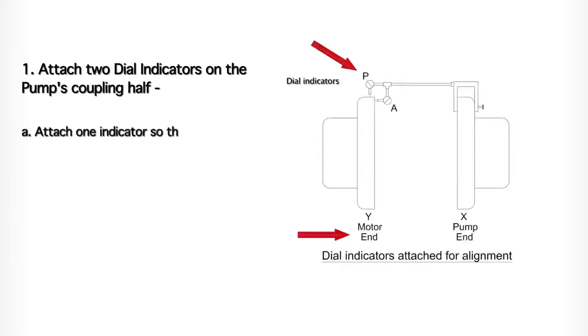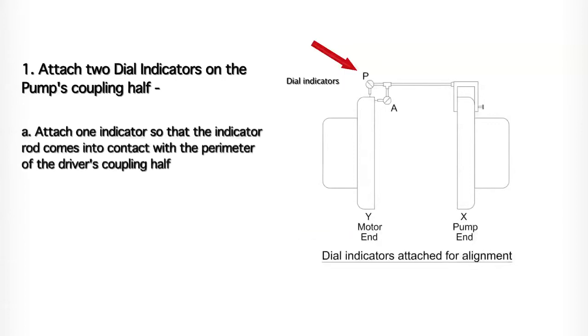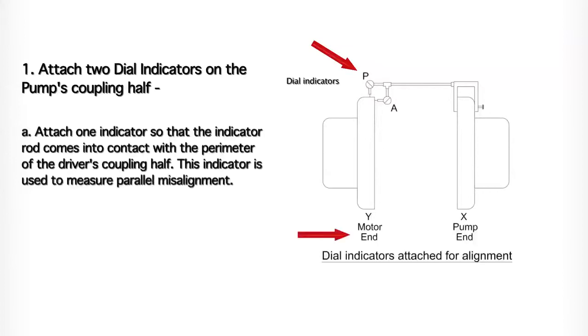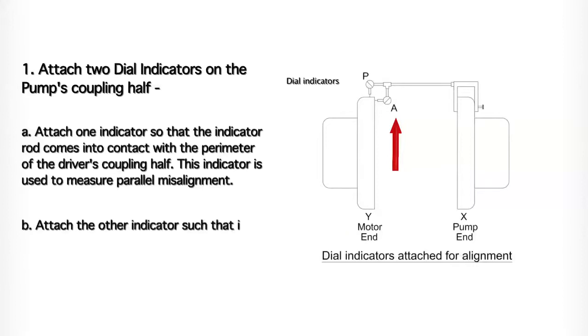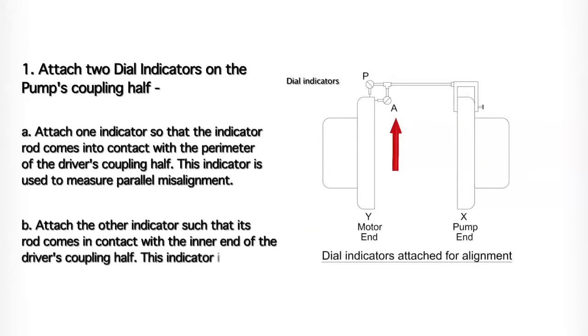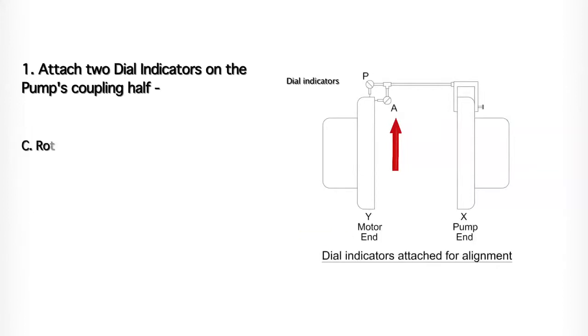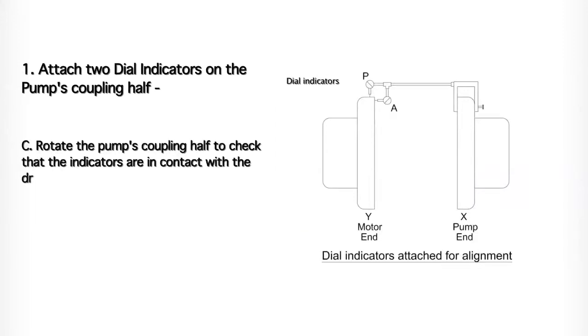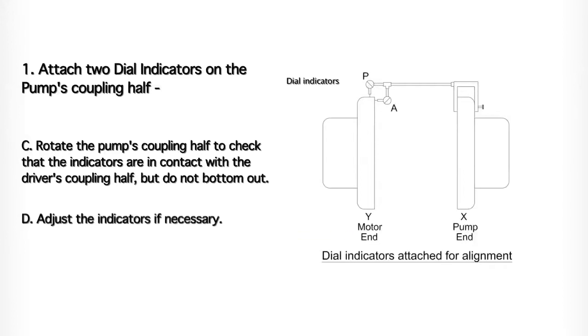A. Attach one indicator so that the indicator rod comes into contact with the perimeter of the driver's coupling half. This indicator is used to measure parallel misalignment. B. Attach the other indicator such that its rod comes in contact with the inner end of the driver's coupling half. This indicator is used to measure angular misalignment. C. Rotate the pump's coupling half to check the indicators are in contact with the driver's coupling half, but do not bottom out. Adjust the indicators if necessary.